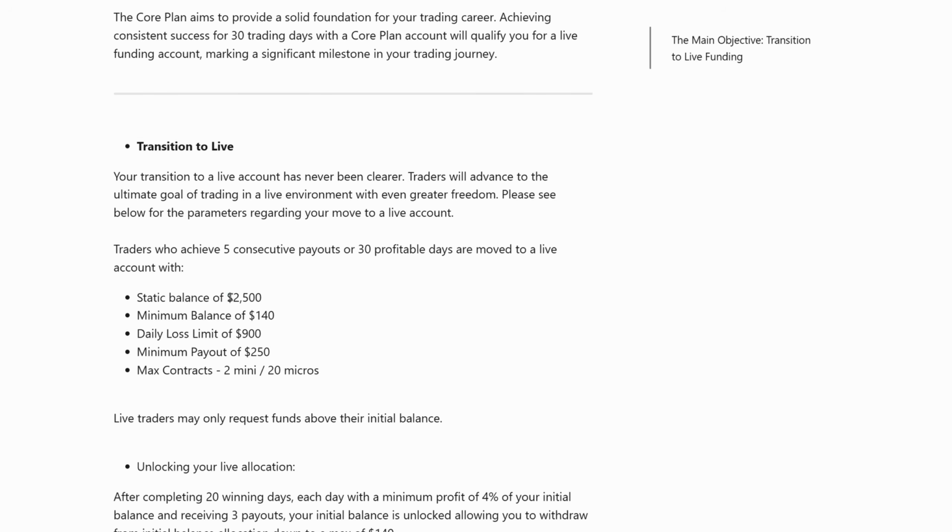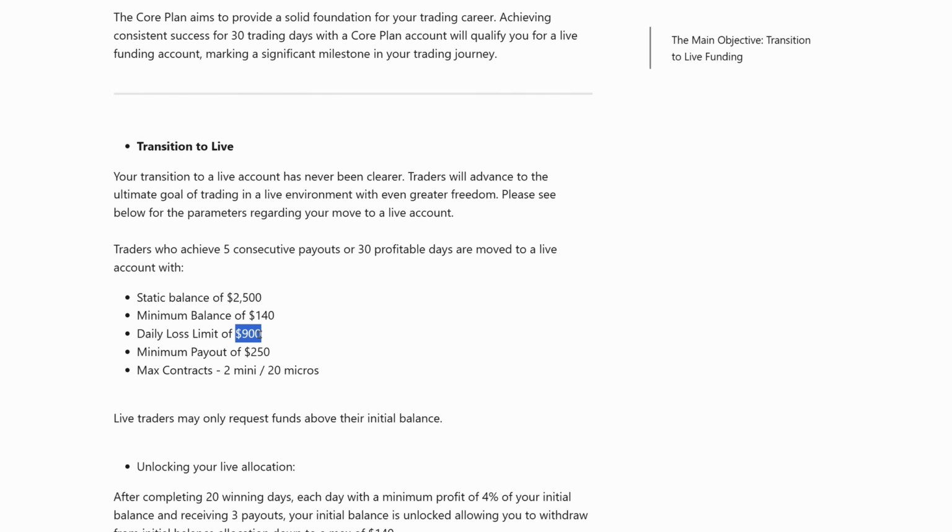You have a static balance of $2,500, which means there's no longer a trailing drawdown, regardless if it's end of the day or intraday drawdown. Now it says you must have a minimum $140 balance. Now, why do you think that is? Probably to go ahead and pay for the data that's going to have to come out of the account would be my guess. I haven't talked with My Funded Futures yet about that. And then the daily loss limit.